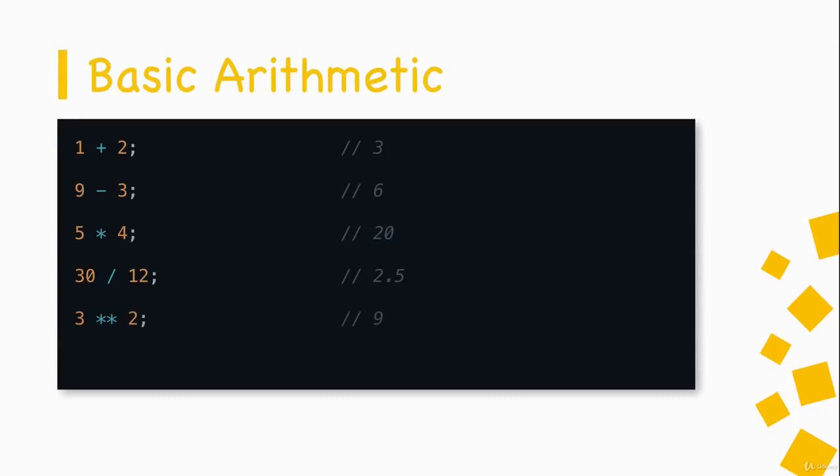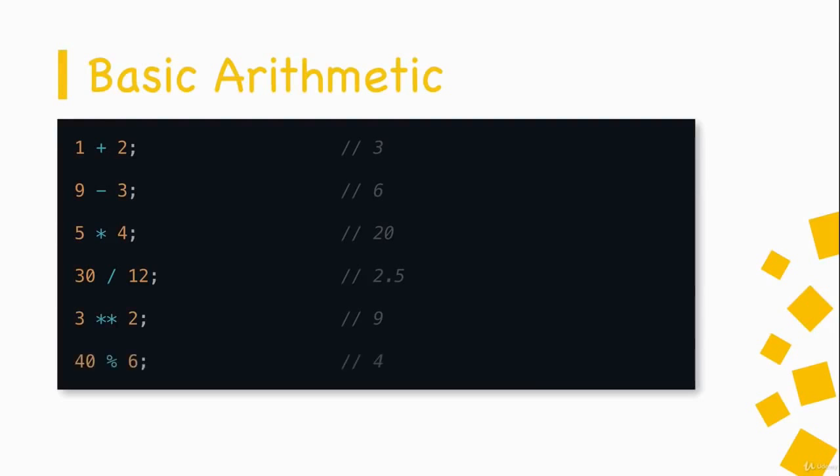And of course, we have exponents. So 3 double asterisk 2 actually means 3 squared, or 3 raised to the second power, or 3 to the power 2. So 3 squared equals 9. So that's how you can do exponent-based calculations in JavaScript.